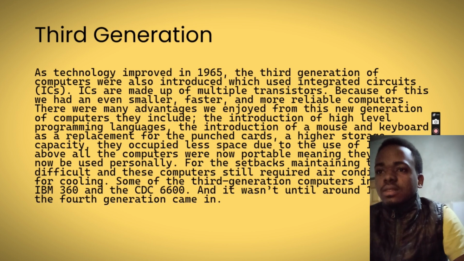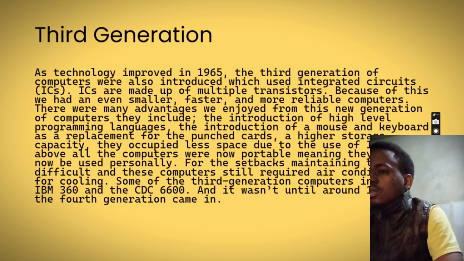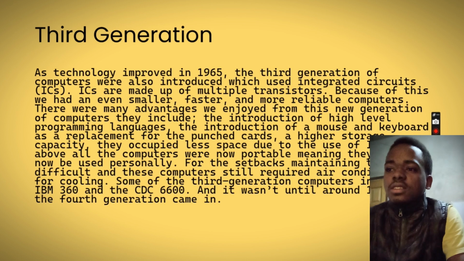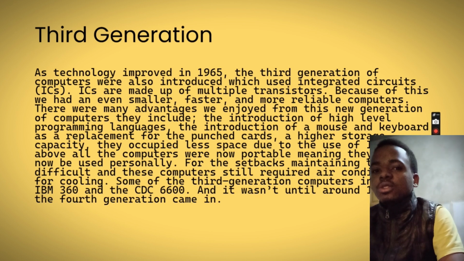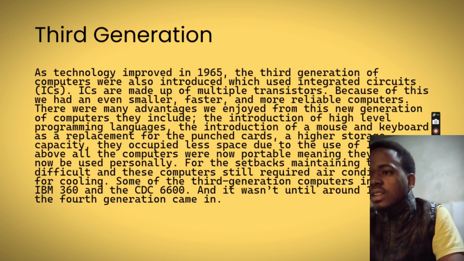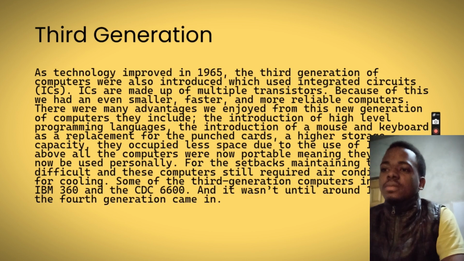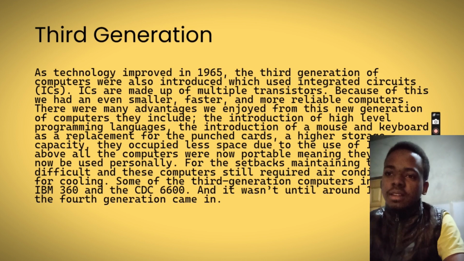Now, the third generation. As technology improved, in 1965 the third generation of computers was introduced, and these used integrated circuits. Integrated circuits were made up of multiple transistors. Now, what are integrated circuits in detail?